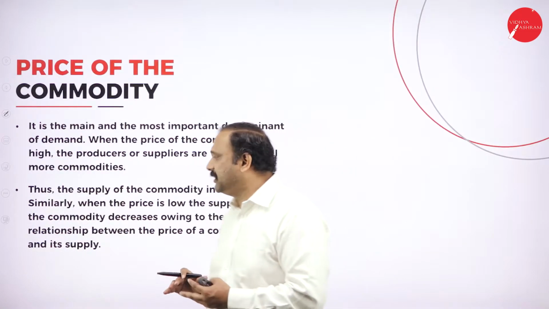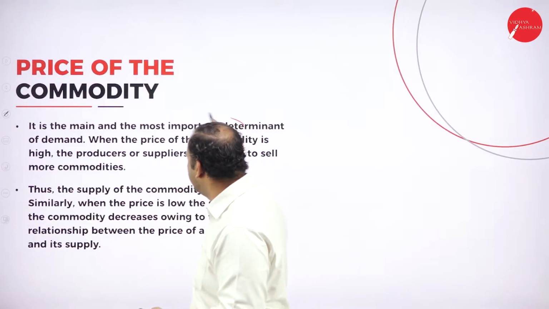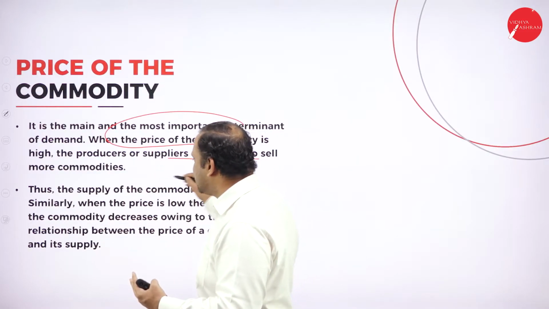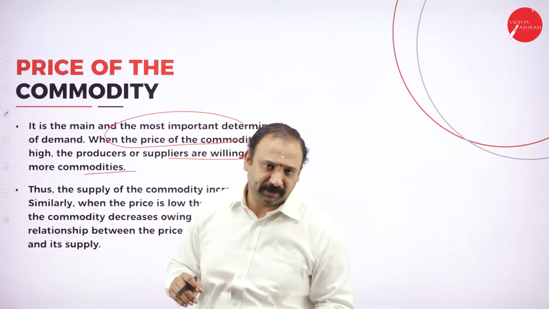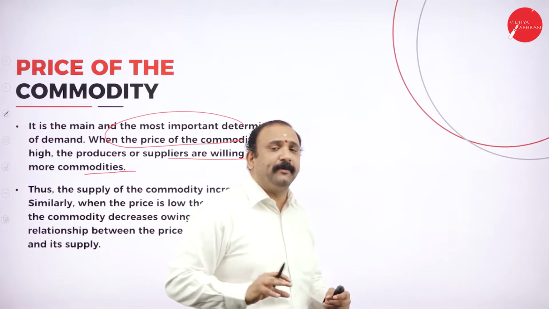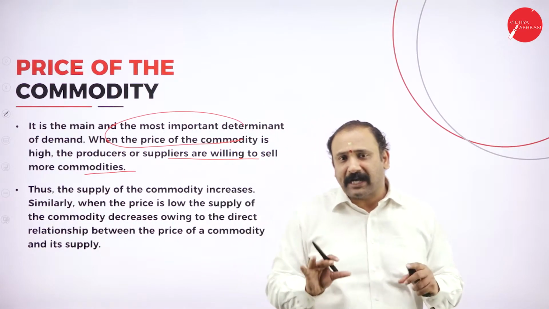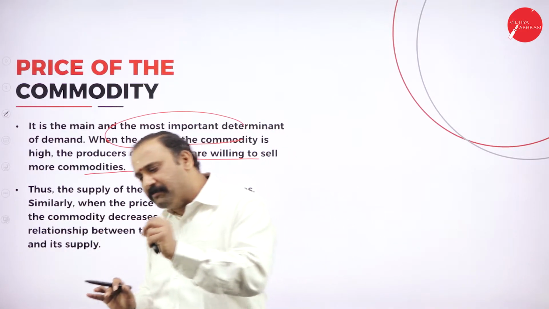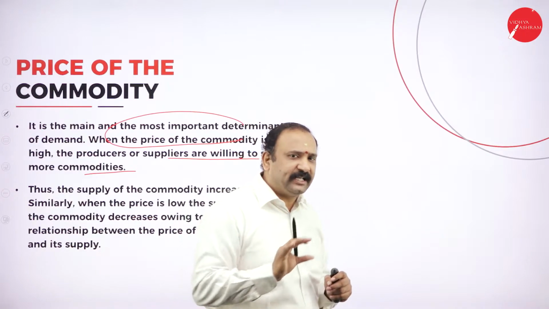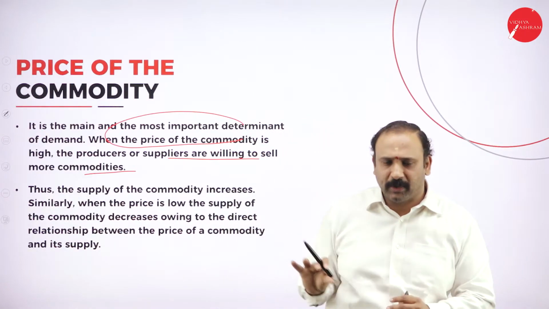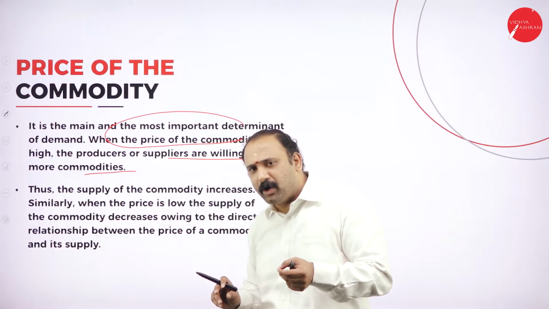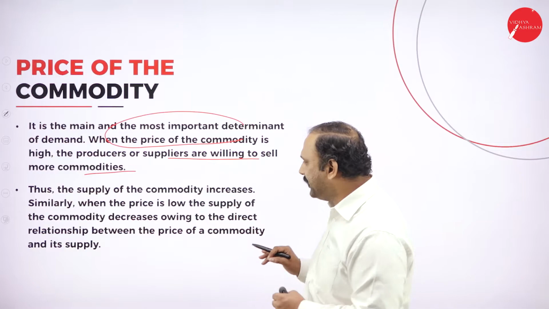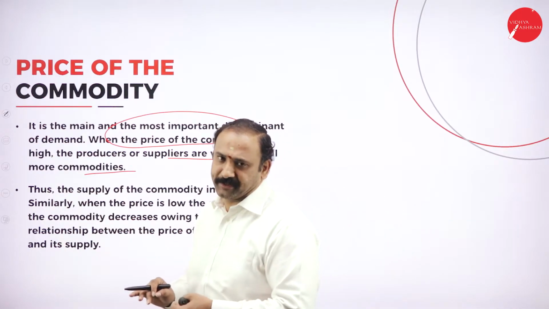Now, the price of the commodity is the main and most important determinant of supply. When the price of the commodity is high, the producers and suppliers are willing to sell more commodities. This is what we have been talking about right from the beginning. Price is everything in the market. Price sets a tone to the market altogether. Now, there are exceptional products, let's not worry about it, but let us talk about price as a very, very simple factor which has been trying to set a standard altogether.